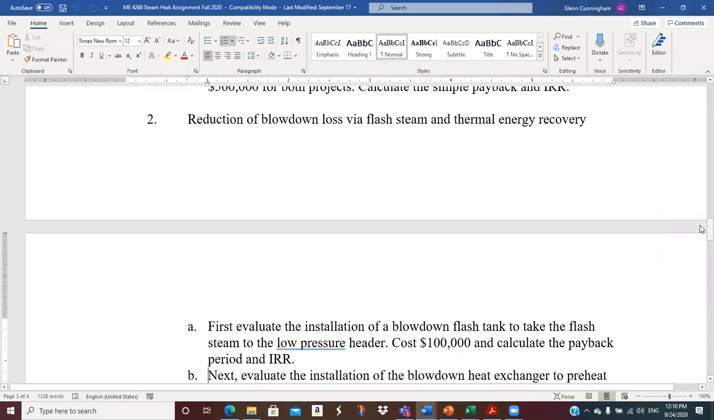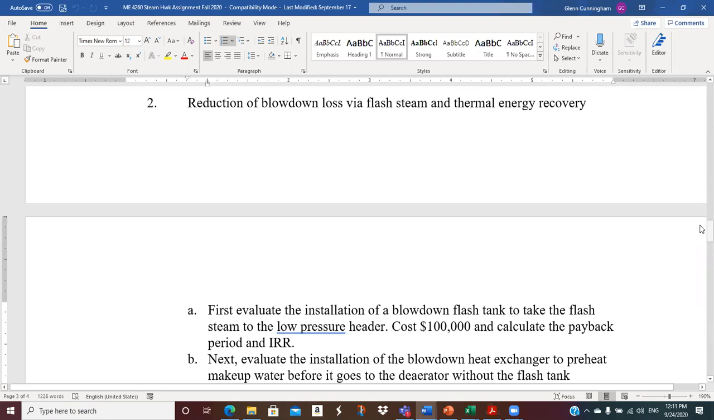Okay, reduce blowdown loss. So now on this one, I would probably go back to the base case. If you want to go back to the 5% case, I don't care. Either the very starting case or just after tuning, you could do either one. I'll run both of them to compare this to.